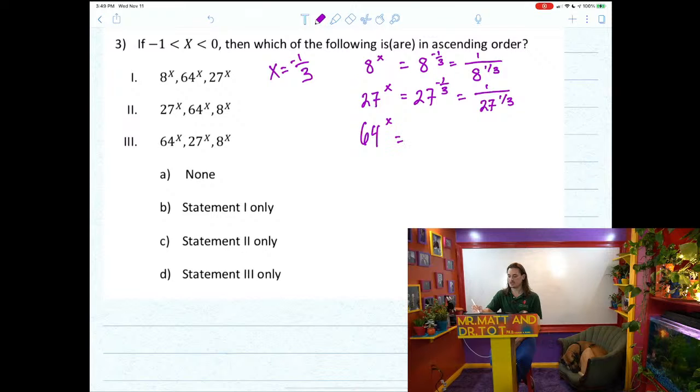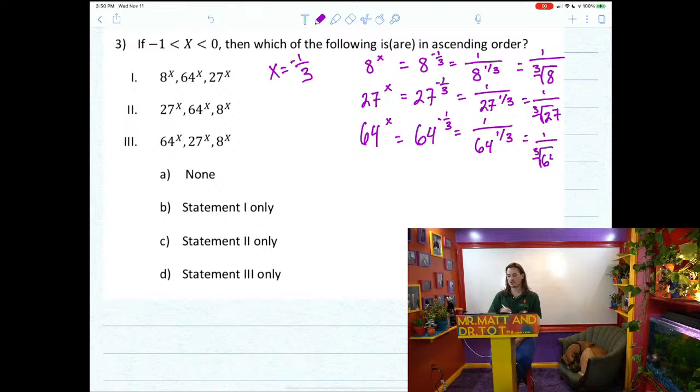And then here we'd have 64 to the -1/3 power. That would evaluate into 1 over 64 raised to the +1/3 power. Remember, raising something to the 1/3 power is the same thing as taking the third root. So we're going to have 1 over the third root of 8, 1 over the third root of 27, and 1 over the third root of 64. I'm going to give you 2 more minutes. Please think about that question, and then I'll give you the solution.